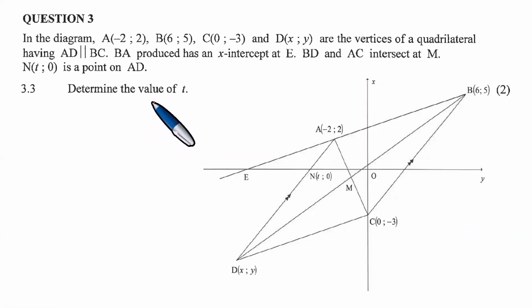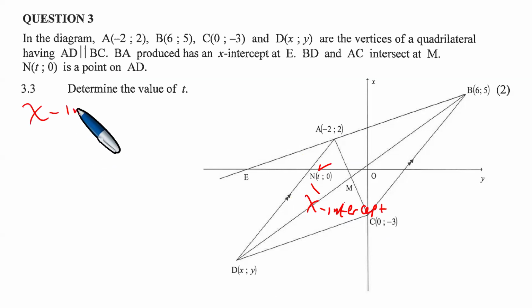Right, we're interested in determining the value of t. Here is t, and we want to find the numerical value of t. But what do we know about t? The point N with the coordinates t and 0 is a point on AD. So N is a point on the line AD, and N is the x-intercept of AD. How do you find an x-intercept? You already know.